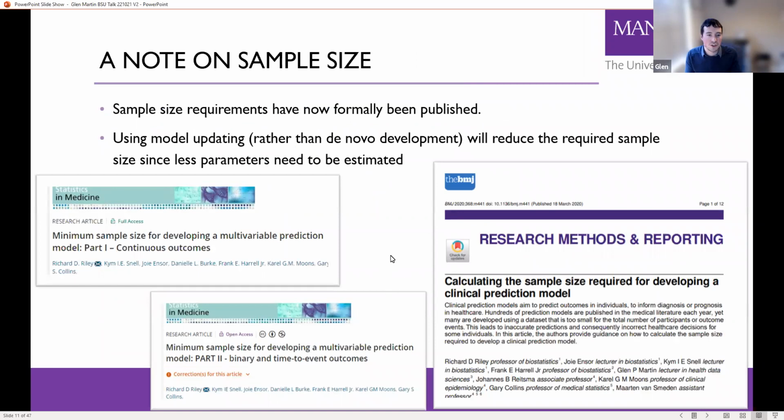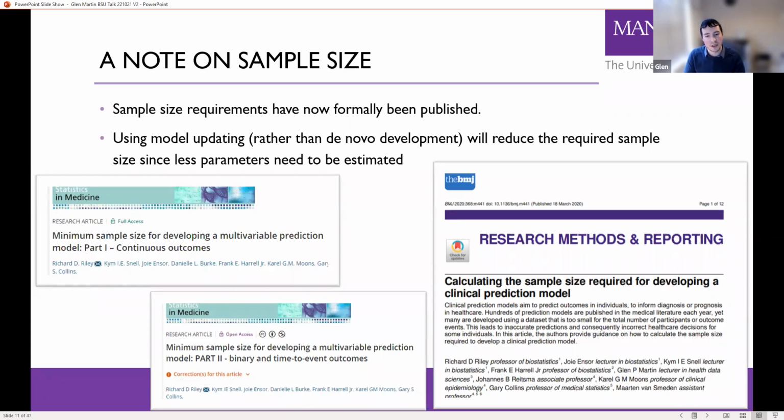So this concept actually relates strongly to sample size considerations for prediction modeling. This is a slight tangent on the talk, but I think it's important to emphasize. Richard Riley and colleagues have recently published sample size criteria that allow analysts to say how many observations do I need in order to develop an accurate risk prediction model. And by accurate, I mean being able to estimate key parameters of interest and mitigate overfitting.